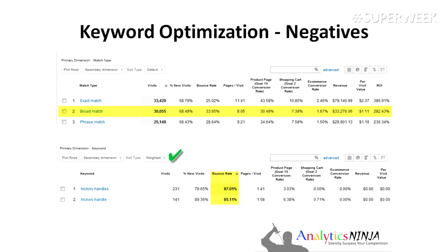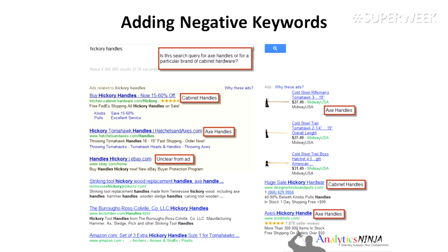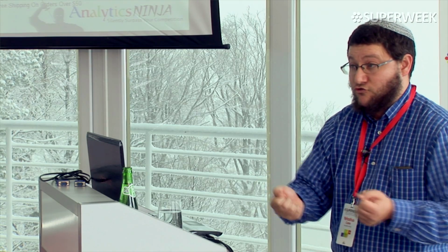Wow, so I'm looking at my broad match. That's where I want to drill down. I'm looking at its ROI. I do a weighted sort by bounce rate. I found 2 keywords that aren't performing so well. I do a search in Google. I said, what's going on with these hickory handles? Well, are people searching for handles that go into a drawer, like a cabinet? Or is it an axe handle made of the type of wood called hickory, right? Now I have an opportunity to put some negative keywords in.